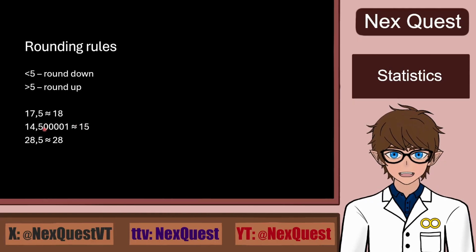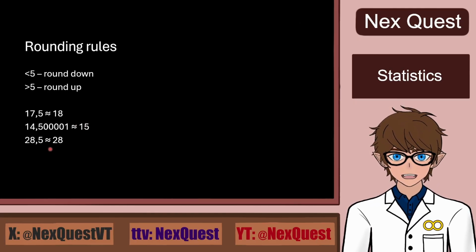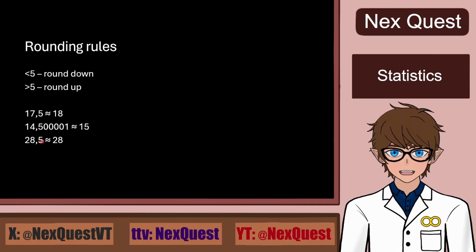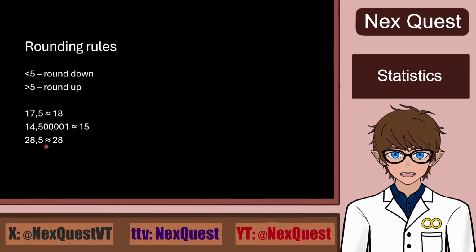And lastly, we have 28.5. We see there is nothing after the 5, so we will round to the even number. So between 28 and 29, we choose 28 because that is the even number of the pair.